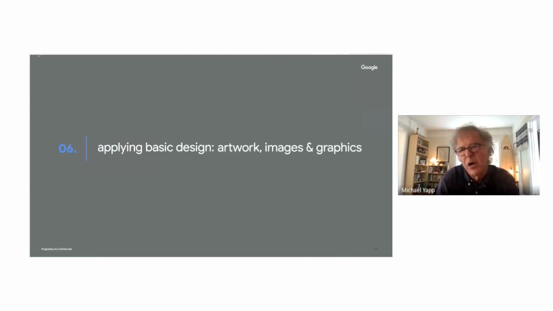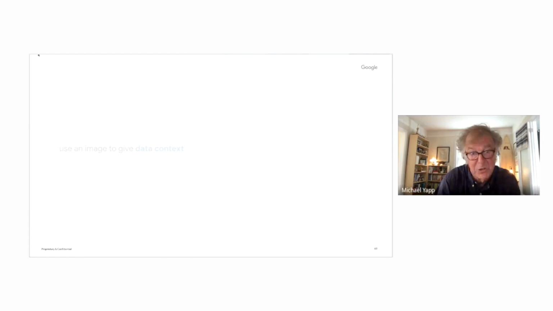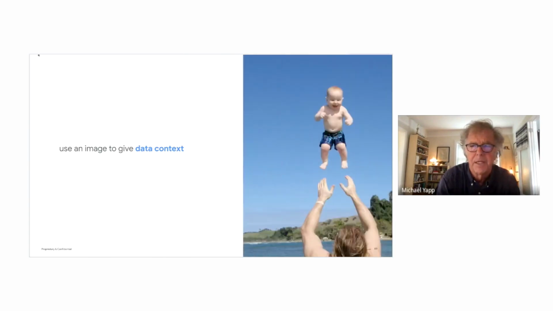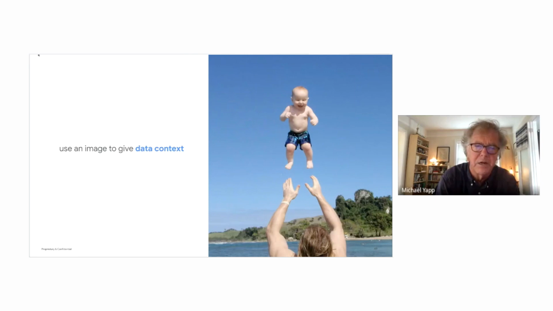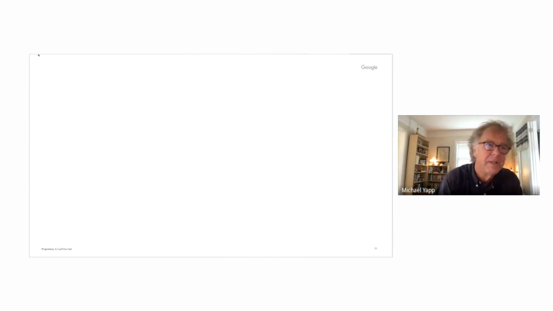Okay, let's talk about artwork, images, and graphics. We use those a lot. We'll use an image to give data context. Rather than using numbers sometimes, an image can really imply or say what you want to say in a very simple and relevant fashion. So if I look at this little boy being tossed in the air, what can I use that for? I can say there are more smartphones being activated every minute than babies being born. And all of a sudden, I don't need a number to say, oh my God, there's a lot of smartphones being activated. And it becomes fun.